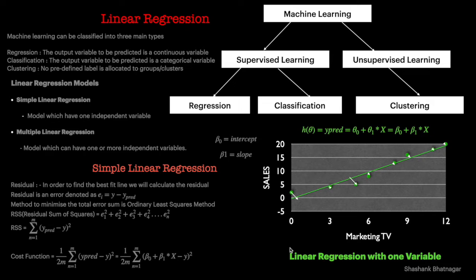So what is linear regression? We understand what kind of problem regression is. Linear regression is divided into two main kinds of problems: simple linear regression and multiple linear regression. A simple linear regression is a kind of problem where the model has one independent variable, whereas multiple linear regression is a kind of problem where we have one or more independent variables.